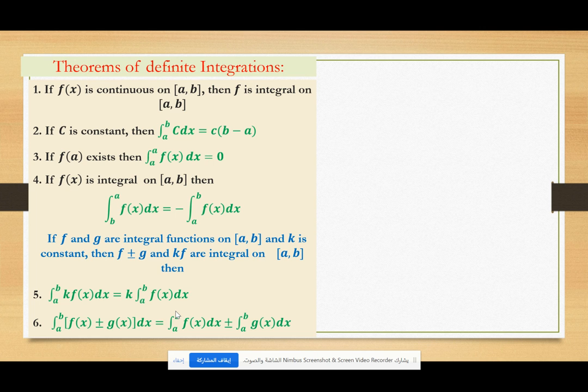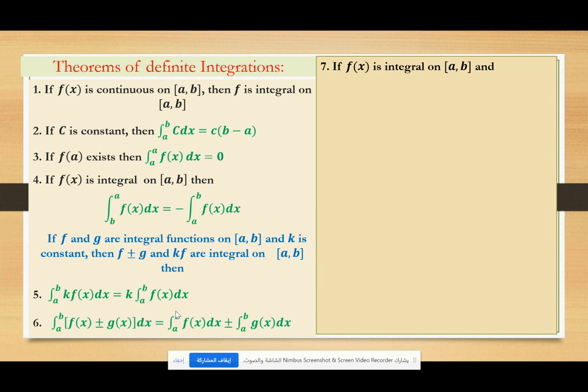6, the integration from a to b of f of x plus and minus g of x dx equals the integration from a to b of f of x dx plus and minus the integration from a till b of the function g of x dx.